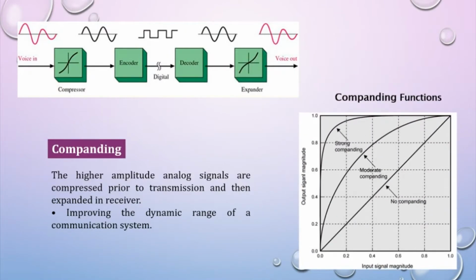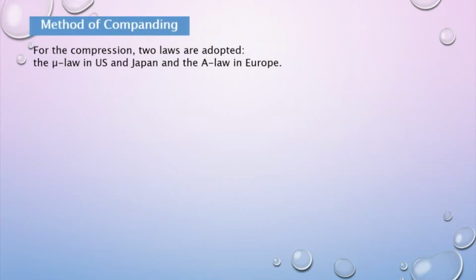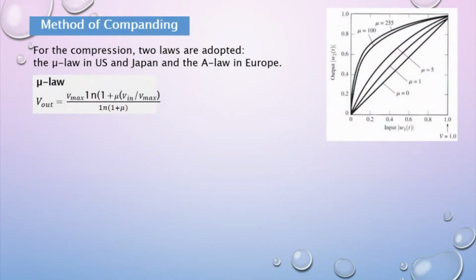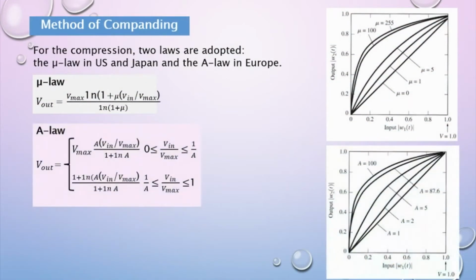So, what is companding? In companding, the higher amplitude analog signals are compressed prior to transmission and then expanded in the receiver. The purpose is to improve the dynamic range of a communication system. There are two types of compression methods in popular use today. There are mu-law in the US and Japan, and A-law in Europe.